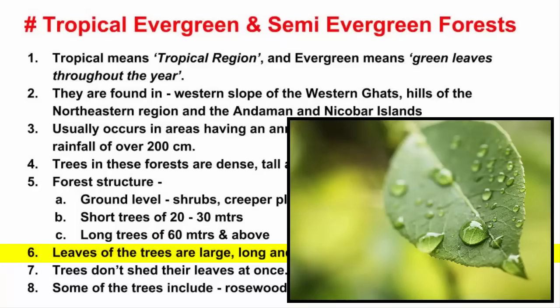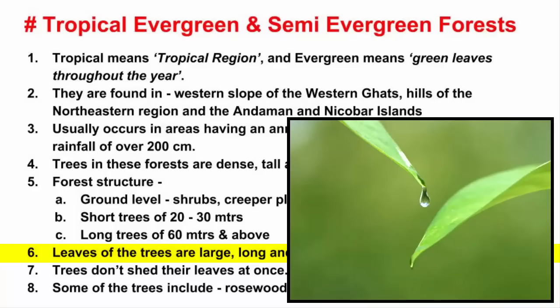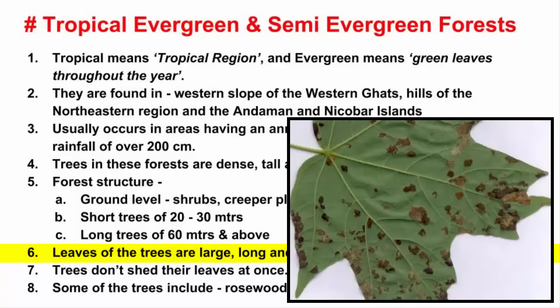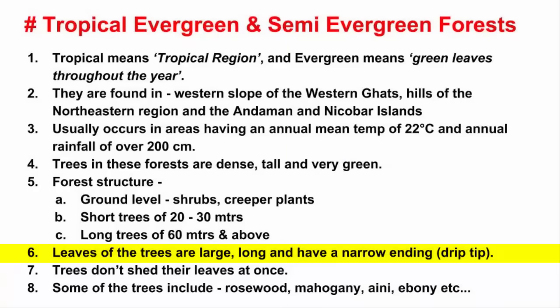The shape of the leaves helps the raindrops to run off quickly, because if that doesn't happen, then there will be fungus and bacteria on the leaves due to the warm temperature. Always remember, water and heat create moisture, and moisture is good for bacterial growth.